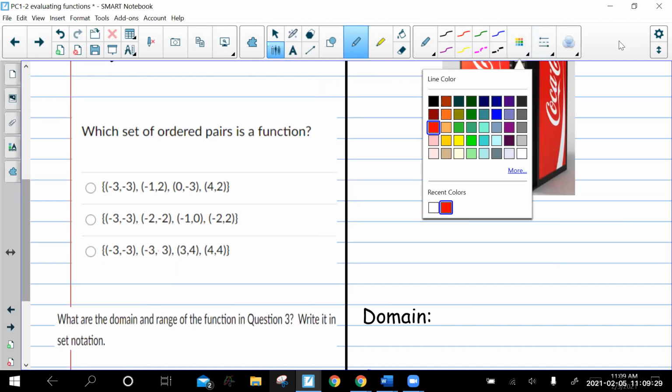Okay, so which of these is a function? So now we've got ordered pairs. It's another way of looking at it, right? X is your input, Y or F of X or G of X or whatever is your output.